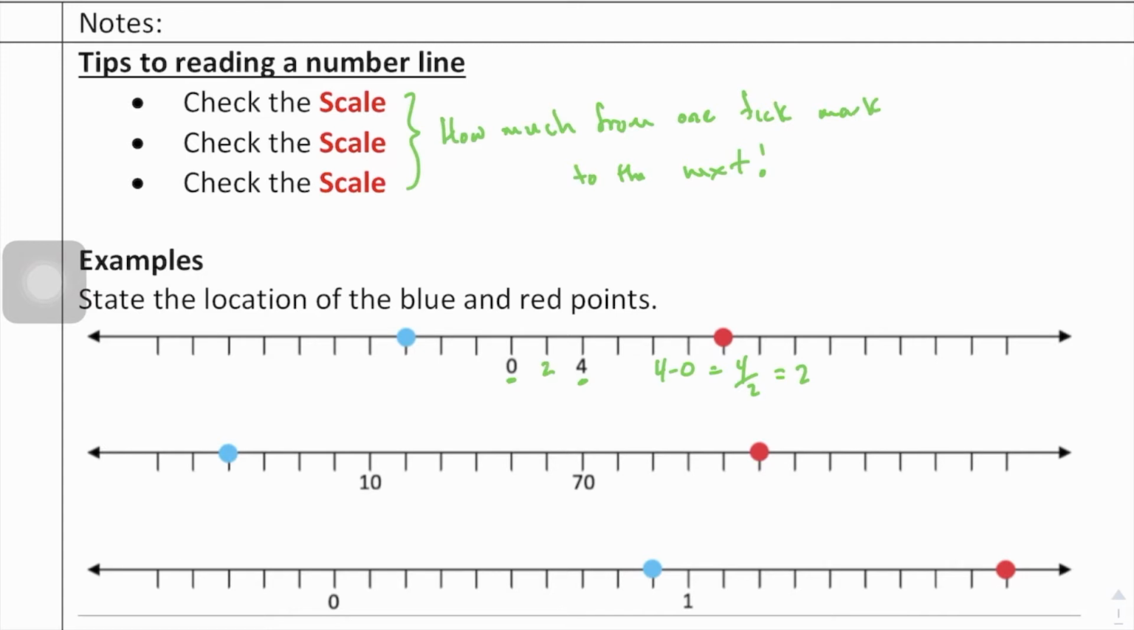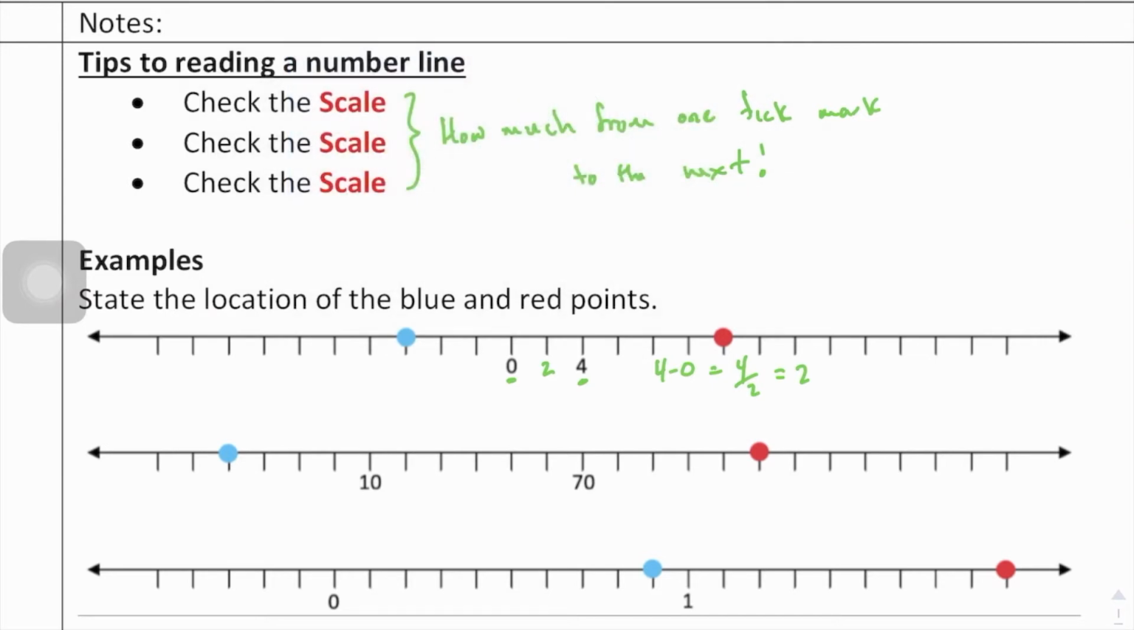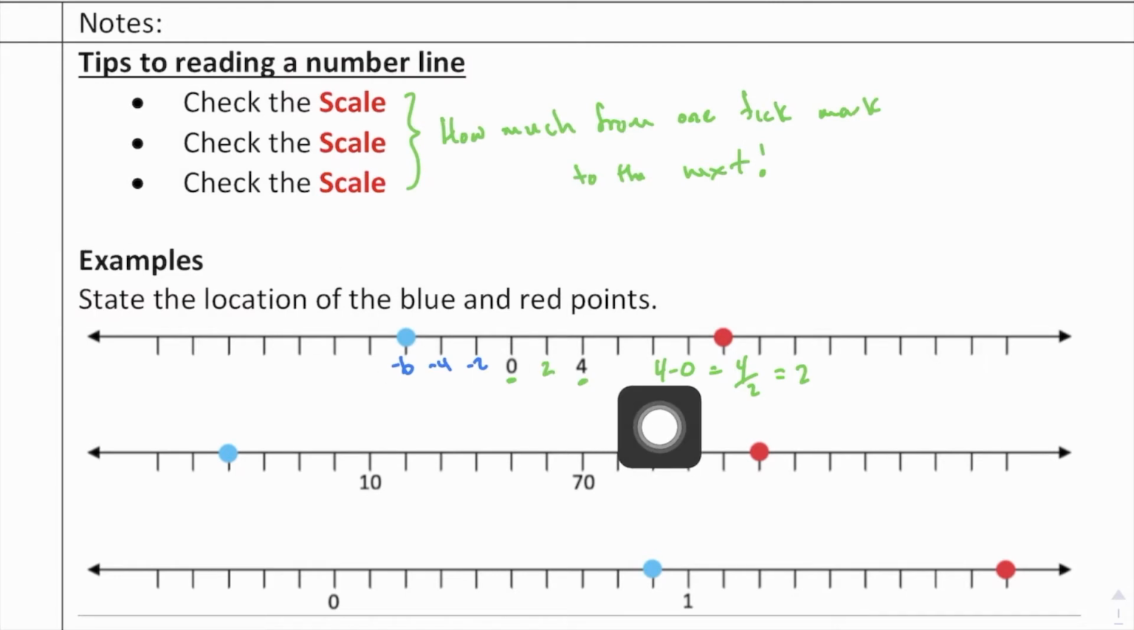Now if I try to figure out the location of this blue point, that's -2, -4, -6. If I want to figure out the red point, that's going to be 4, 6, 8, 10, 12. Okay, so the same thing goes for the next one.